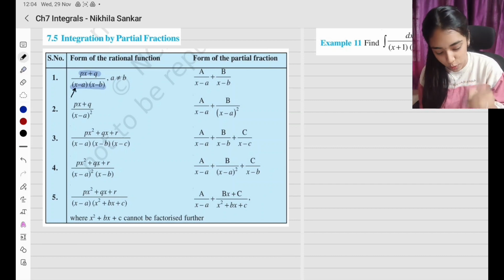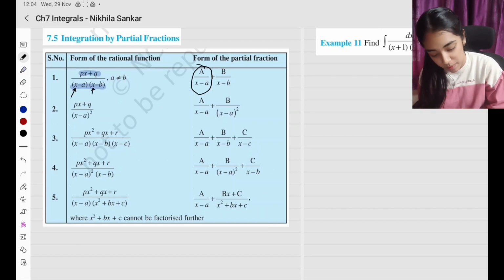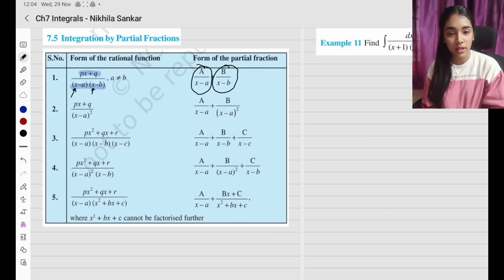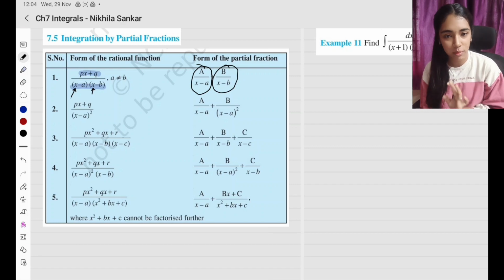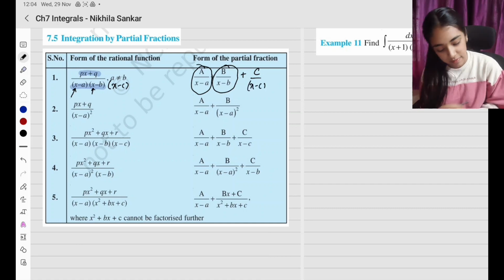The power of x is 1. So you have A divided by x minus a. In that x minus b, power of x is going to be 1. So plus B divided by x minus b. அவ்வளவுதான். டினாமினேட்டர்ல என்னென்ன இருக்கும்? இப்போ இந்த இடத்துல x minus c இருந்ததுன்னா you can add C divided by x minus c. இவ்வளவுதான். ரொம்ப சிம்பிள். Okay, so that is what you have here also.